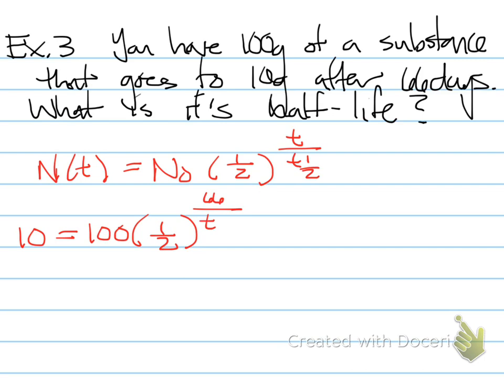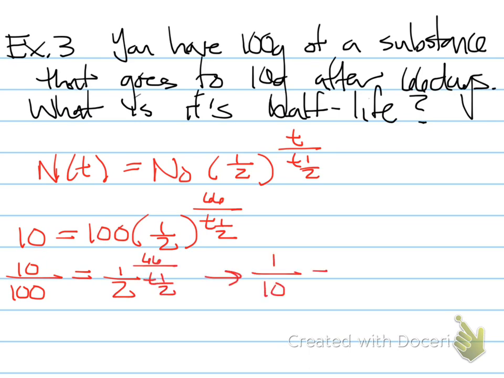So we start with our n sub 0 is 100. It goes down to 10. So n of t would be 10. And then t is the 66 days. So we divide both sides by 100. 10 divided by 100 is just 1/10.